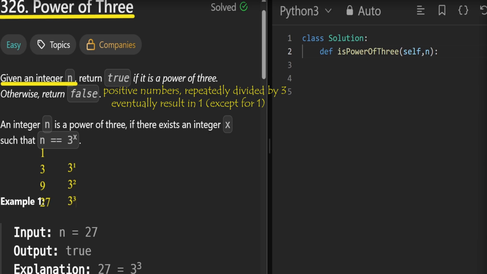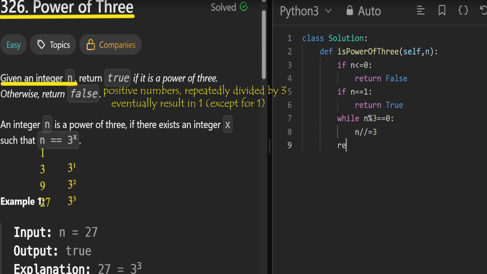Let's start simple with the iterative solution. If n is negative or 0, it's not a power of 3. If n is 1, that's a power of 3. Otherwise, as long as n is divisible by 3, keep dividing it by 3. At the end, if the result becomes 1, return true. It is a power of 3.